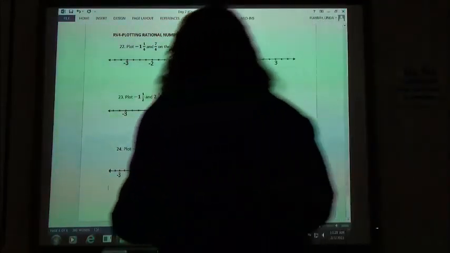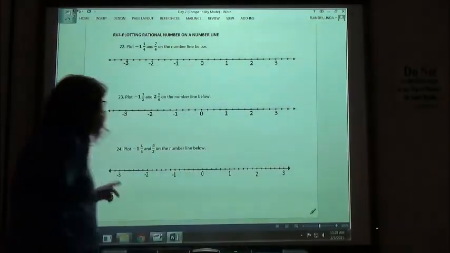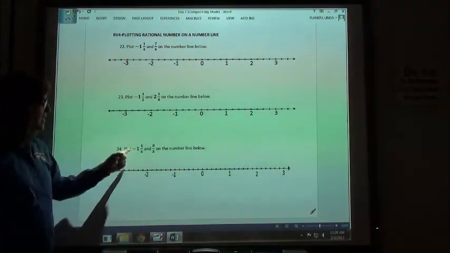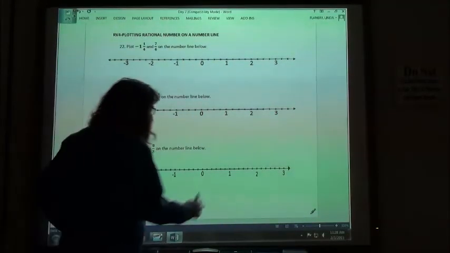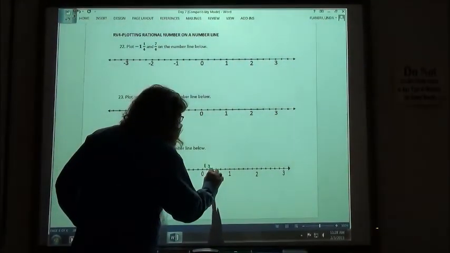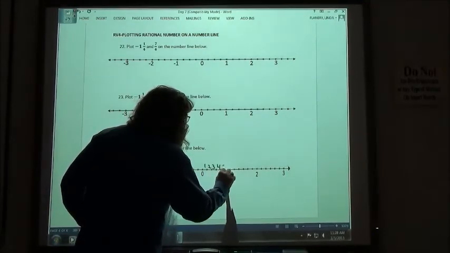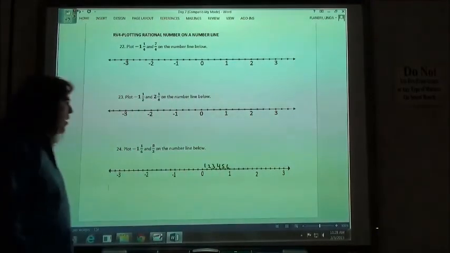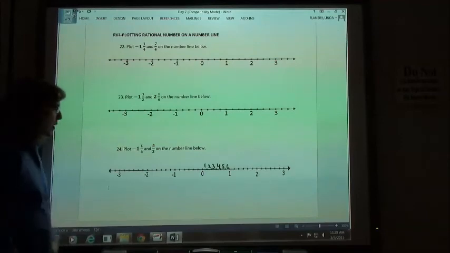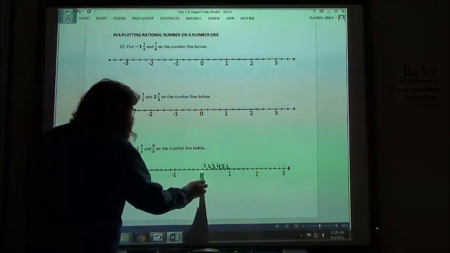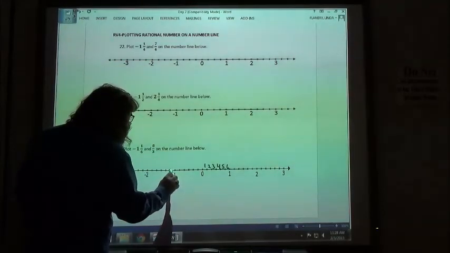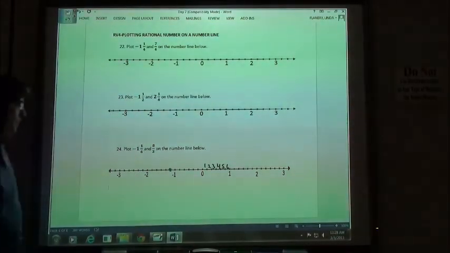So number 24, if I look at that, again checking to see what denominators I want in my fractions, I'm going to count the spaces between 0 and 1. 1, 2, 3, 4, 5, 6. So I want a denominator of 6. The first one, negative 1 and 1/6, has a denominator of 6, so I can plot that. Negative 1 and 1/6 more than that.